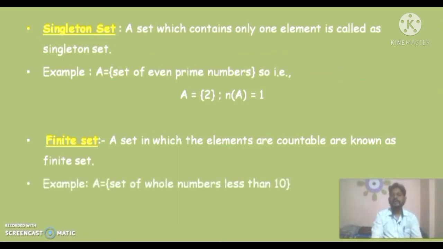For that, we have taken an example. A is equal to the set of whole numbers less than 10. It can be written in roster form as {0, 1, 2, 3, 4, 5, 6, 7, 8, 9}.